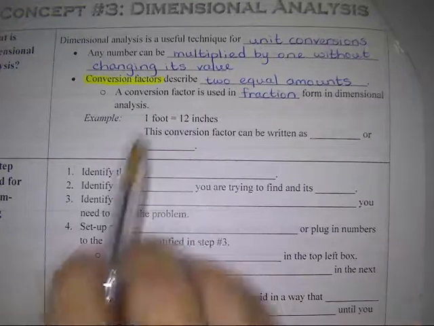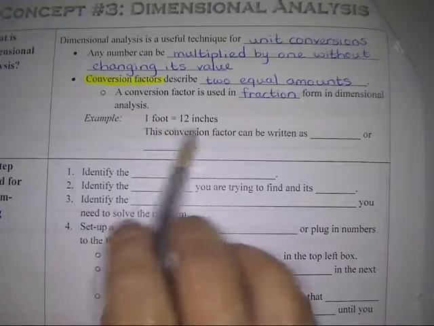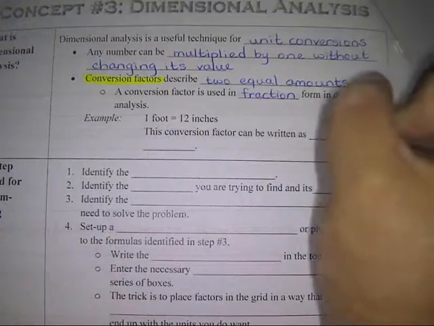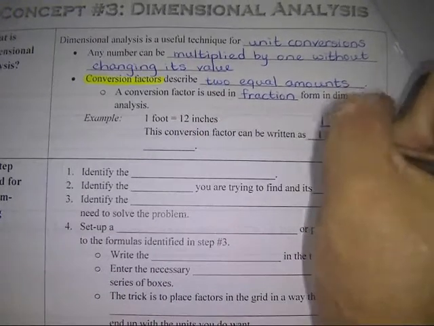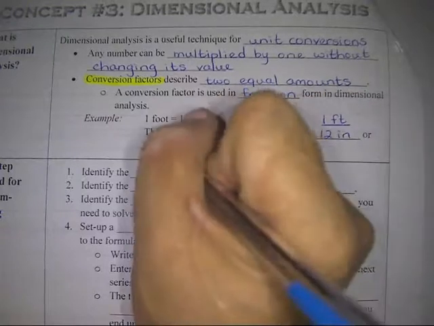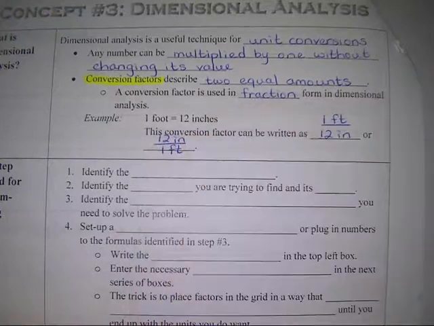So an example would be 1 foot equals 12 inches. This is a conversion factor, and this can be written in fraction form as 1 foot over 12 inches, or we can write it as 12 inches over 1 foot.